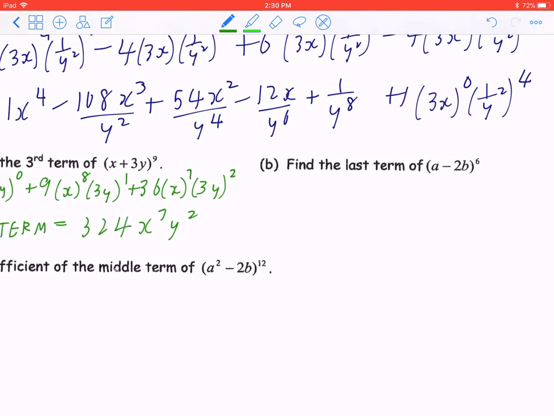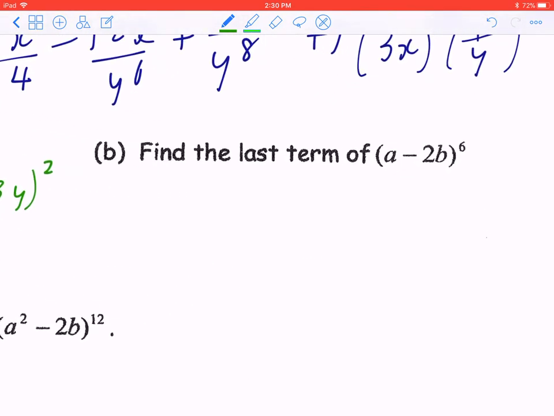Now, part B, find the last term of a minus 2b, the entire binomial to the power of 6. So again, if we were expanding this, you're going to copy this 7 times, and you can tell that the last term is going to be a times 2b, just like that. Again, if you're counting 6, 5, 4, 3, 2, 1 all the way to the last term, this would give you a 0. And if you go backwards, that would give you a 6.